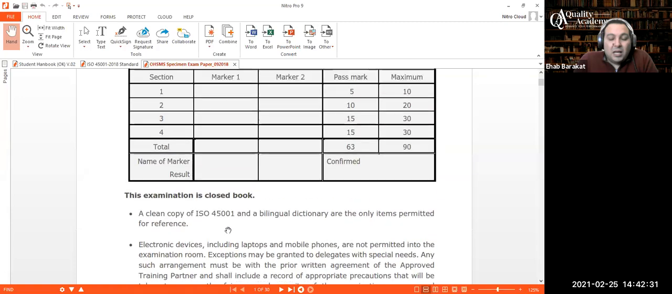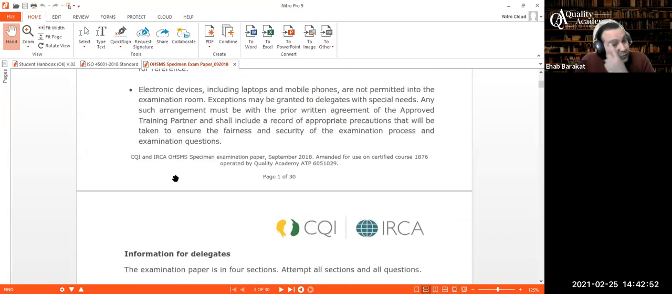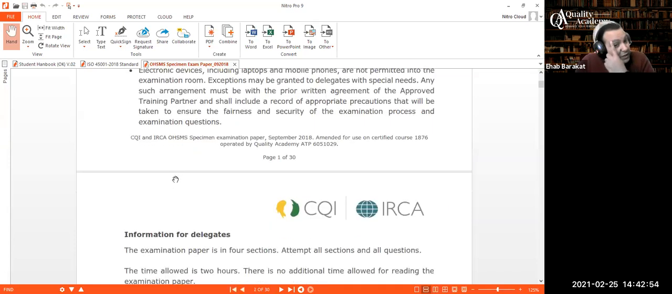The examination consists of 4 parts, 4 sections. Section number 1, short questions that need short answers. Section number 2, several questions related to auditing. Section 3, checklists for scenarios. Let's check section number 1 first.